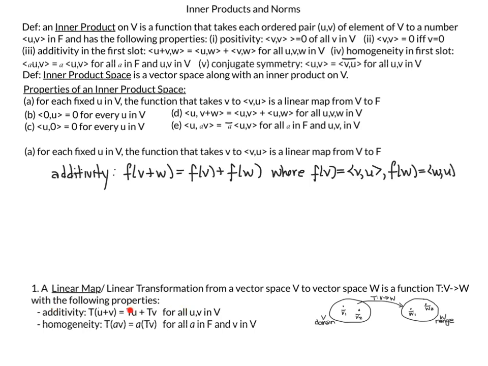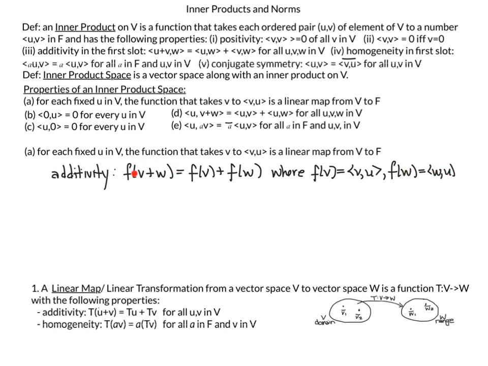The first thing we want to show is additivity. So our function on two vectors, in this case I'm going to choose v and w. So the function on v plus w should equal f of v plus f of w. And remember, we're thinking of our function as our inner product, and it's a linear map that takes a vector v and makes the inner product of v with a fixed vector u. That's also why I didn't choose u here, because u is our fixed vector that we're taking the inner product with. So f of v is the inner product of v with u, and f of w is the inner product of w with u.